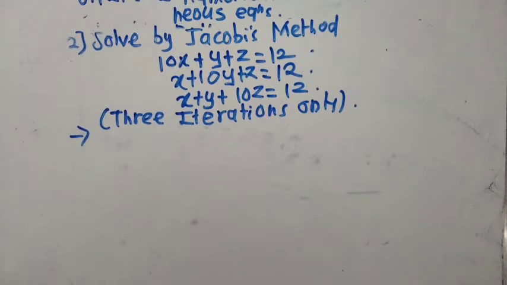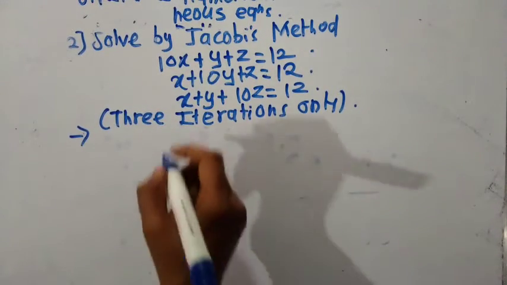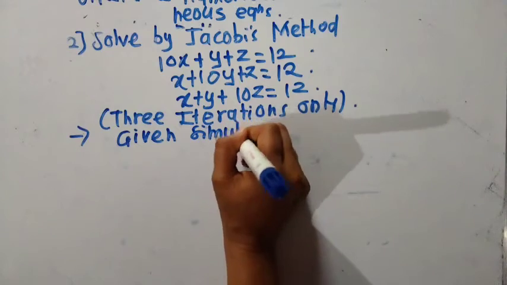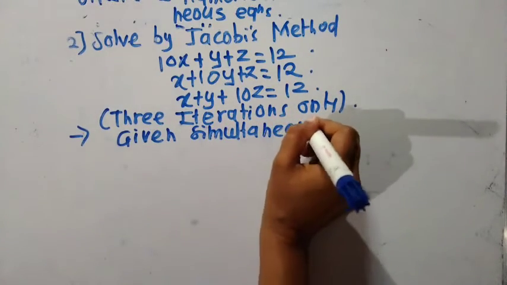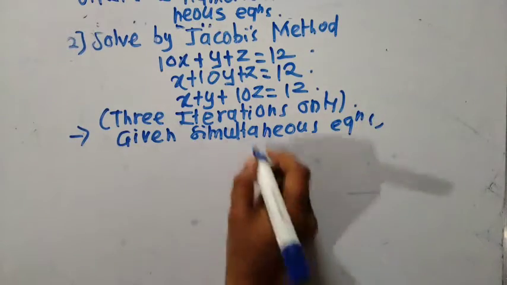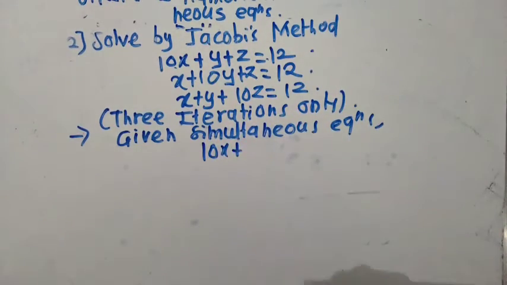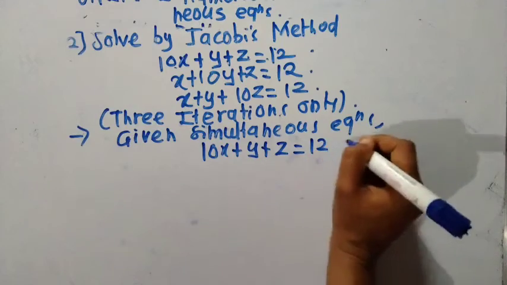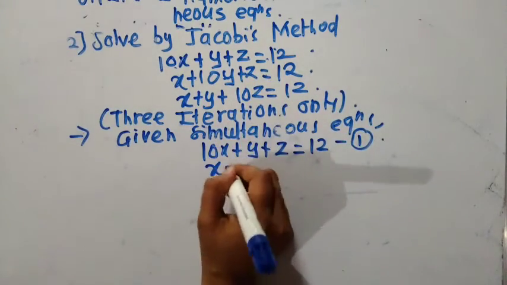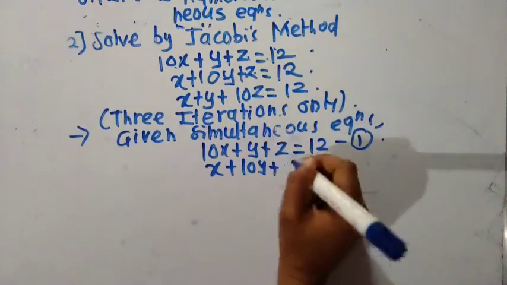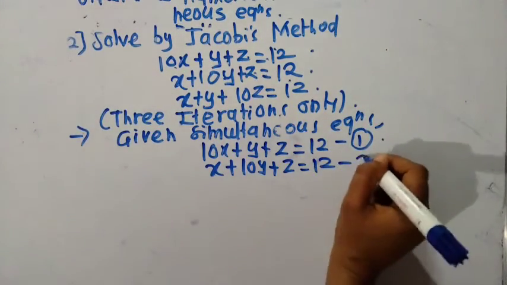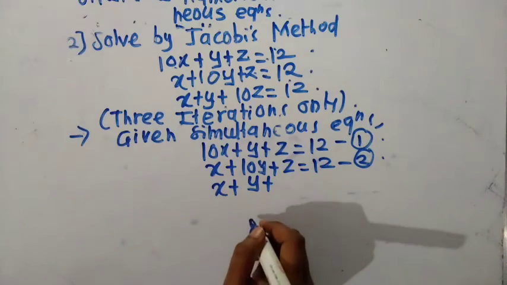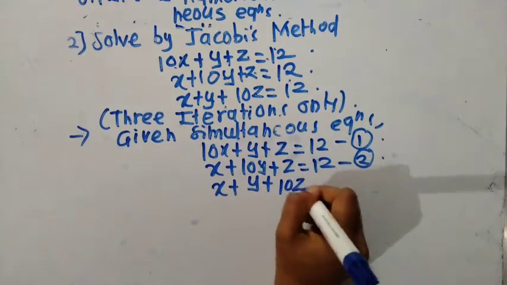So first of all write down the given simultaneous equations: 10x plus y plus z is equal to 12. Then the second equation, x plus 10y plus z is equal to 12. And the third equation, x plus y plus 10z is equal to 12.